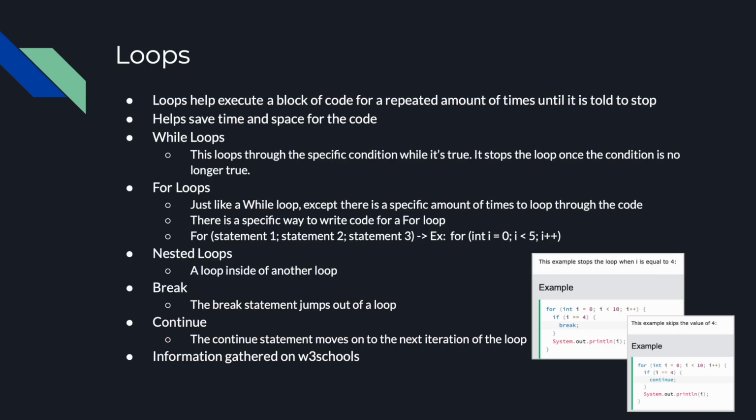Now we'll be moving on to loops. So loops help execute a block of code a repeated number of times until it is told to stop. And there are so many loops in Java that you could be using. These loops also help save time and space in the code. So the first thing that we'll cover is while loops. These are loops that have a specific condition and they only run when that specific condition is true. So once the condition is false, then the loop will stop running.